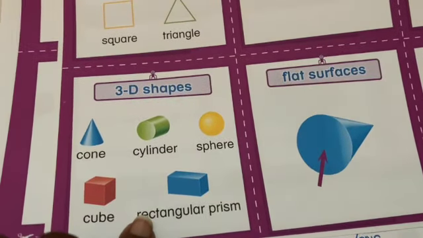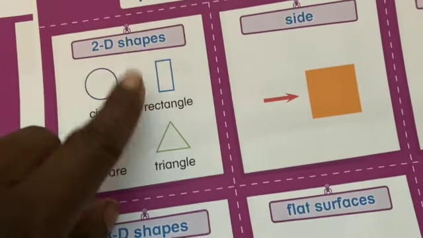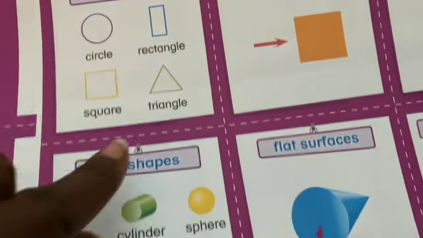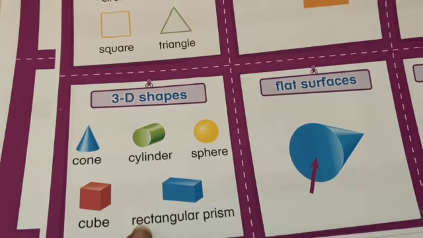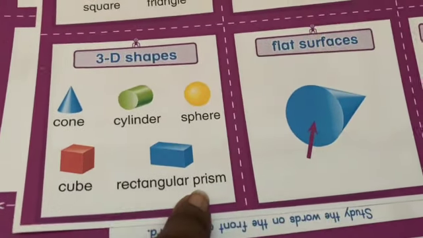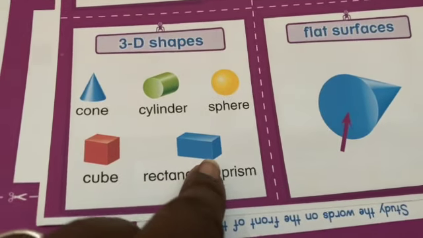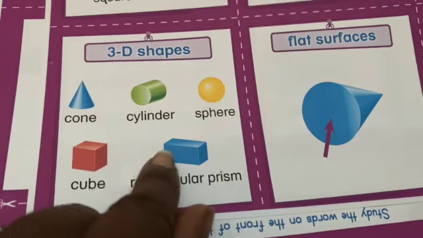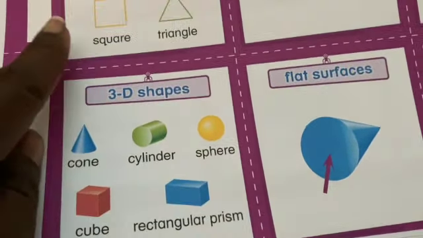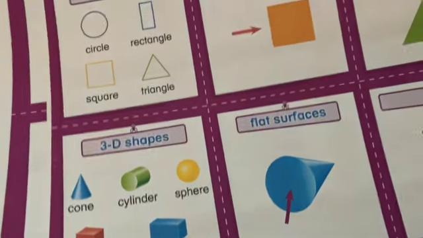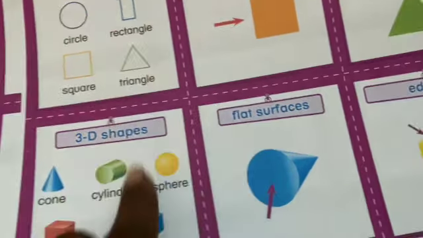Okay, so a rectangular prism. So a 2D shape is a rectangle because it's flat. A 3D shape is a rectangular prism. Okay, and this does not have equal sides. The sides are not equal as to a square. A rectangle, so the rectangle and the square, they are not equal.